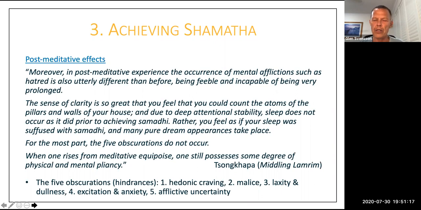Now, these 5 obscurations that Tsongkhapa mentions here are sometimes translated as the 5 hindrances. And these 5 obscurations are what's obscuring samadhi, or obscuring concentration. And they're listed here at the bottom. We see hedonic craving, malice, laxity and dullness, excitation, anxiety, afflictive uncertainty. So these 5 obscurations, which obscure us from achieving samadhi, from achieving shamatha, are subdued. Again, we haven't eliminated them, but we can keep the lid on them. So a lot of our craving is subdued, our malice, laxity, dullness, excitation, anxiety, and afflictive uncertainty. They are mostly subdued due to achieving shamatha.